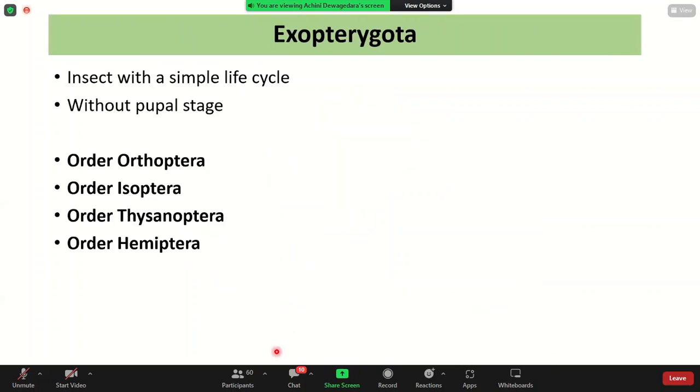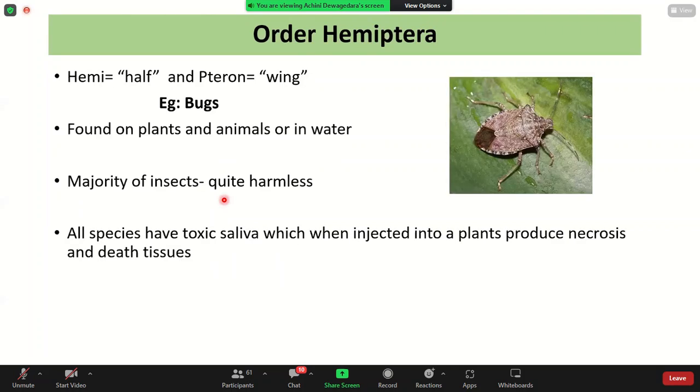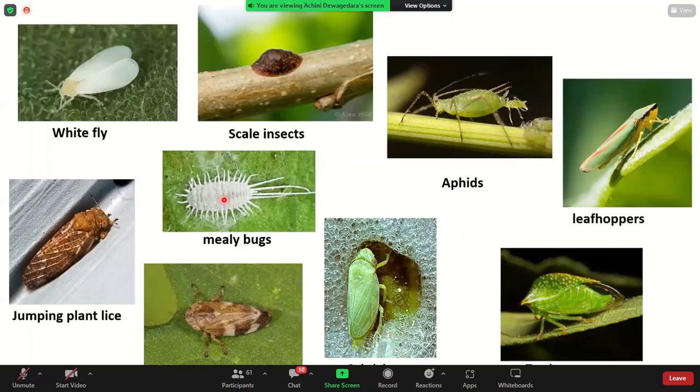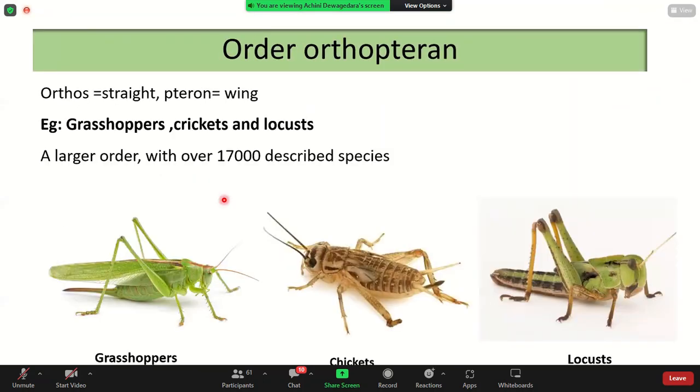Right? So under Exoterygota, we discussed order Orthoptera, Isoptera, Thysanoptera, and Hemiptera. And in the next lecture, after the lunch break, we are going to discuss order Coleoptera, Lepidoptera, Diptera, and Hymenoptera. Right? We have discussed these examples.